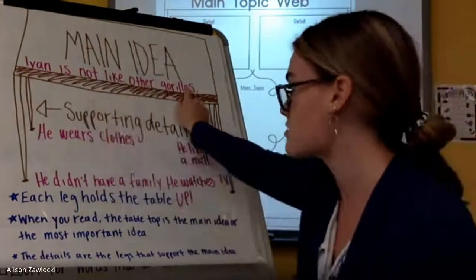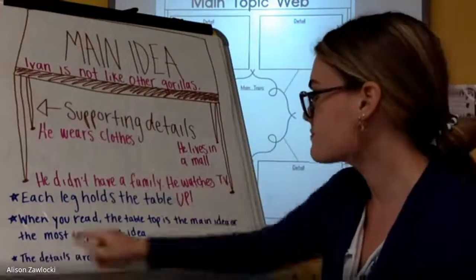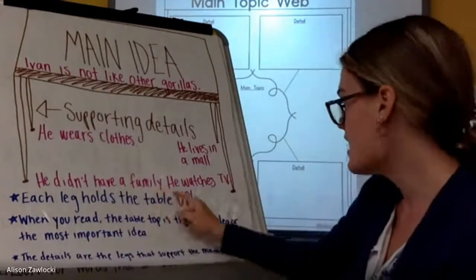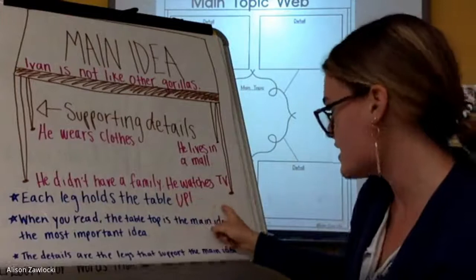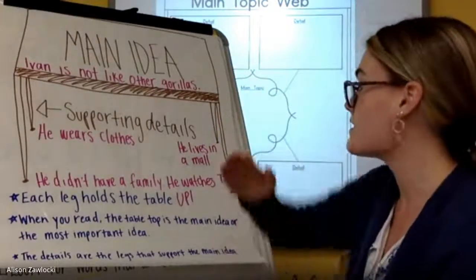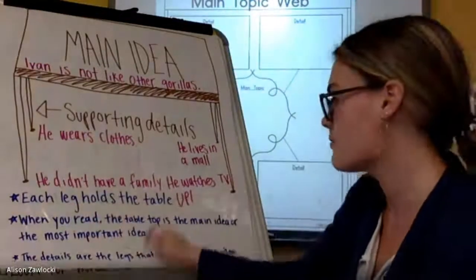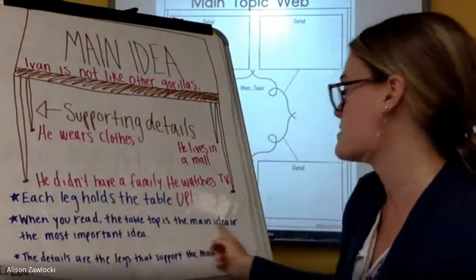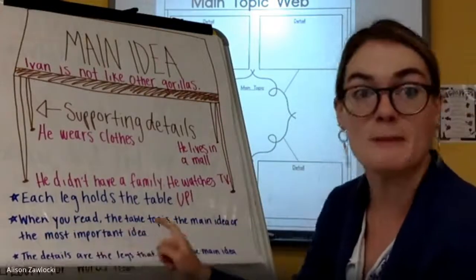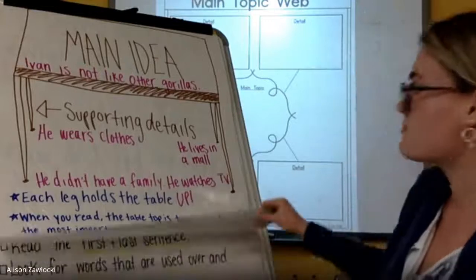He's not like other gorillas because he wears clothes. He lives in a mall. He doesn't have a family, and he watches TV. So each of these key details support the main idea. Each leg holds the table up. When you read, the tabletop is the main idea or the most important idea. The details are the legs that support the main idea.